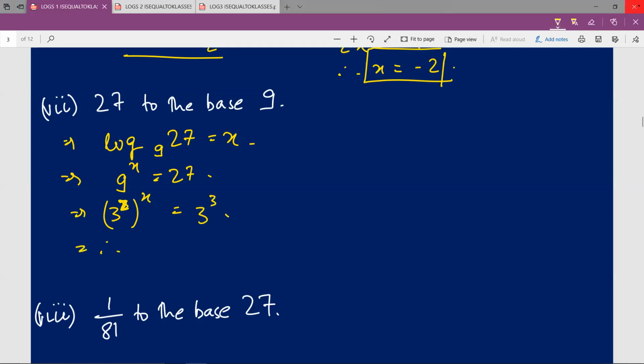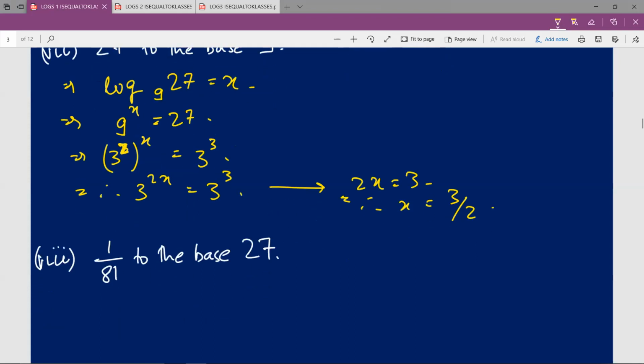Now, therefore, as I've said before, this can be written as 3 raised to the power 2 into x, which is 3 raised to the power 2x, is equal to 3 raised to the power 3. Now, again, over here, in both of the sides, LHS and RHS, base is same. So I could write it as 2x is equal to 3. Therefore, x will be equal to 3 by 2. So this is the final answer to the 7th question of question number 4, exercise 8A.